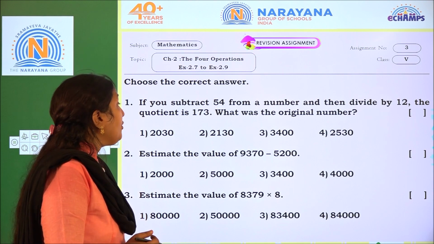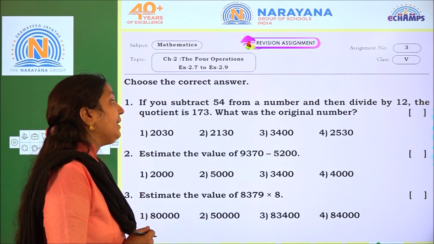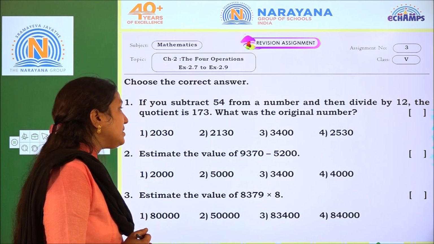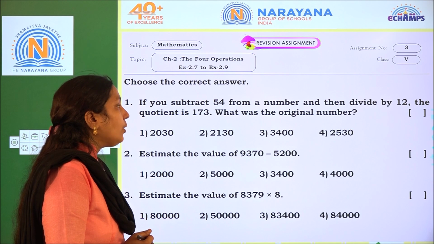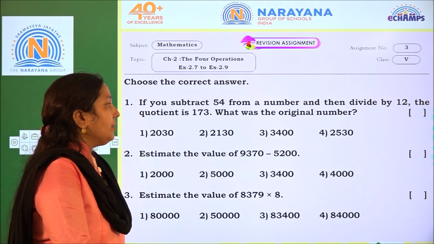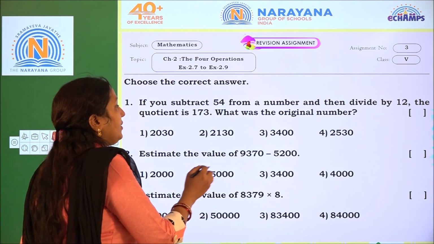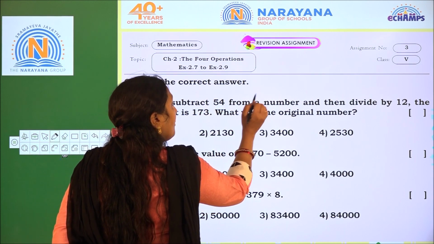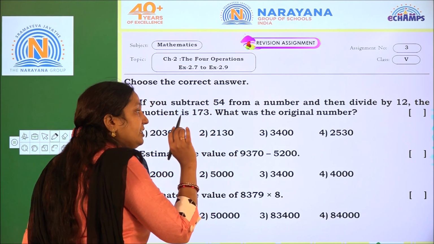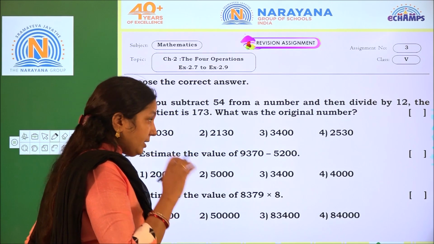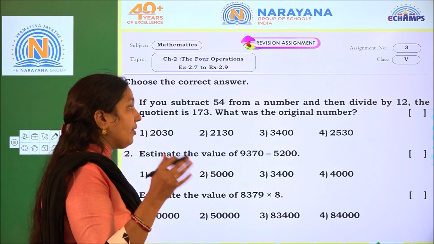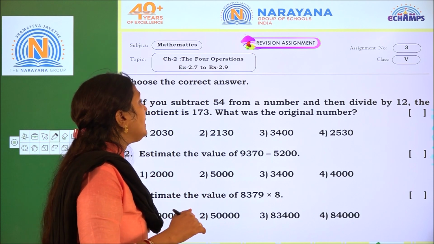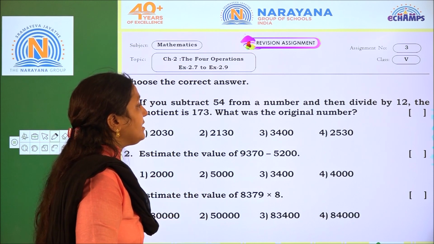Coming to the first one, if you subtract 54 from a number and then divide by 12, the quotient is 173. What was the original number? So here, first we subtract 54 from a number, then we divide by 12. The quotient is 173. What was the original number?